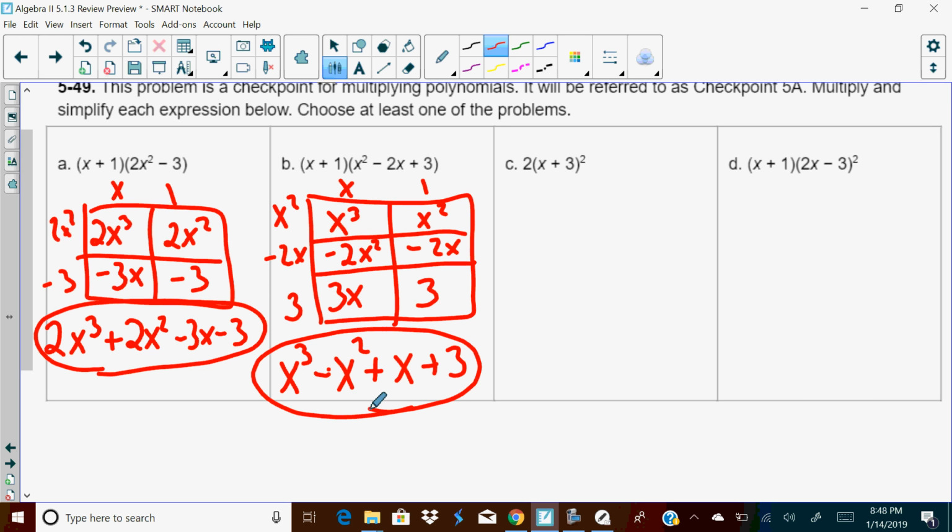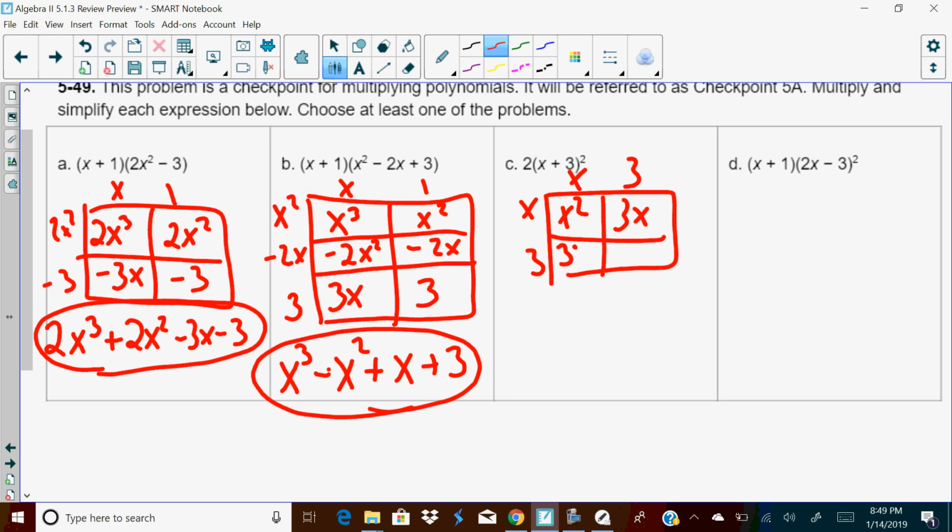So C, I could start with the generic rectangle and do x plus 3 and x plus 3. So I get x squared, 3x, 3x, and 9. And then I'm going to multiply everything by 2. So I'm going to get 2x squared, 6x and 6x are going to give me 12x plus 18.